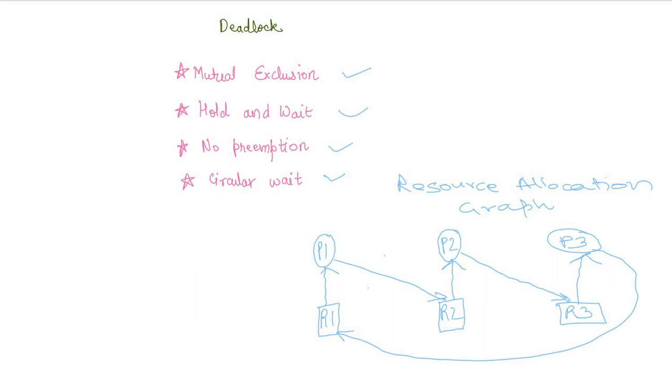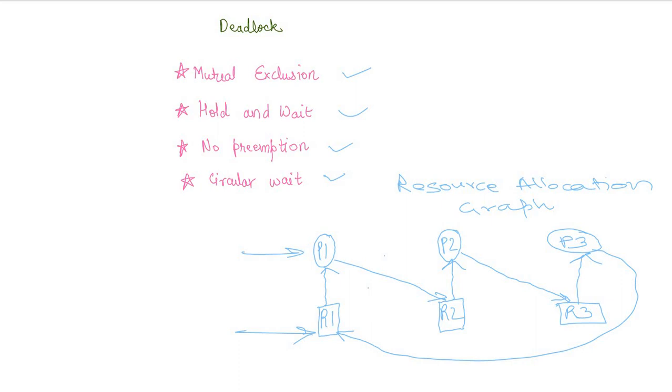Now, first of all, a few important points to be noted about the resource allocation graph, because this is used in DBMS as well: processes are represented by circles and resources are represented by squares.